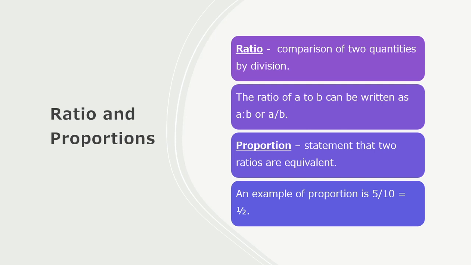So here's some vocabulary. Ratio is a comparison of two quantities by division. You can write it a couple of ways. The ratio of A to B. Proportion is a statement that two ratios are equivalent. So 5/10 is 1/2. So they are equivalent and they are proportional.